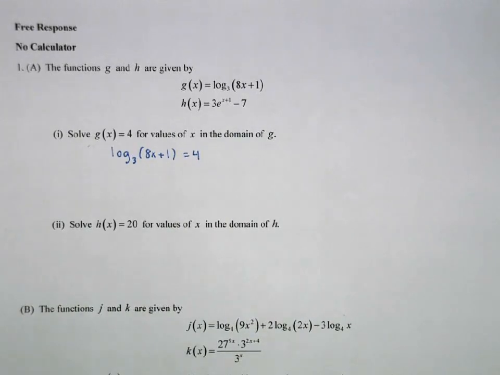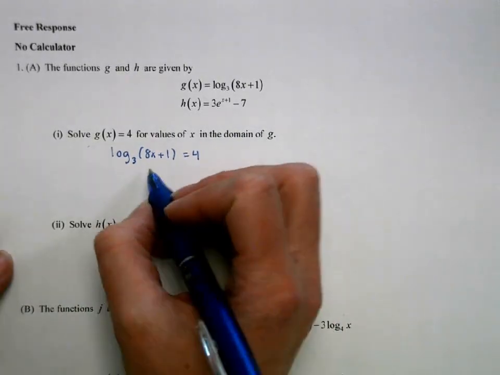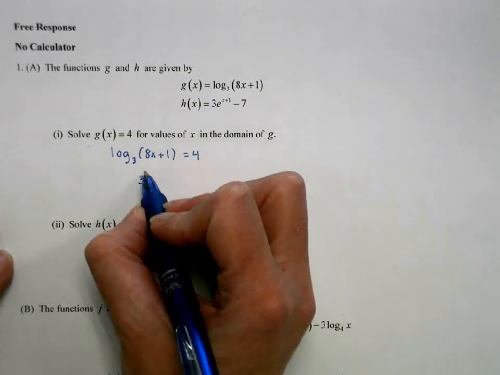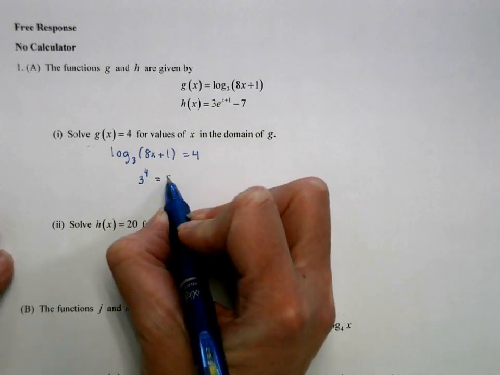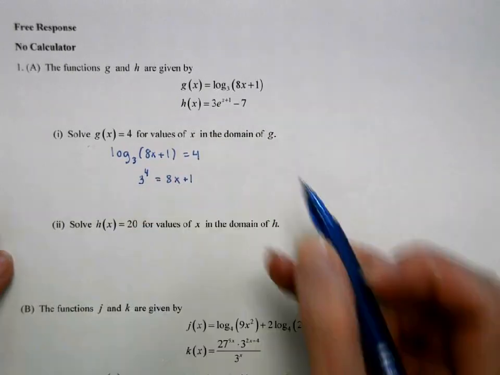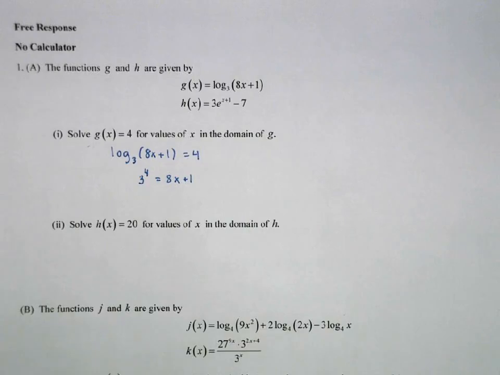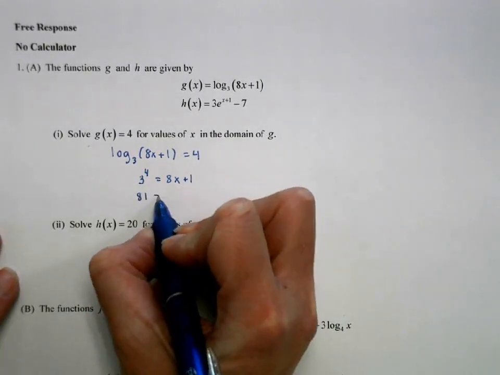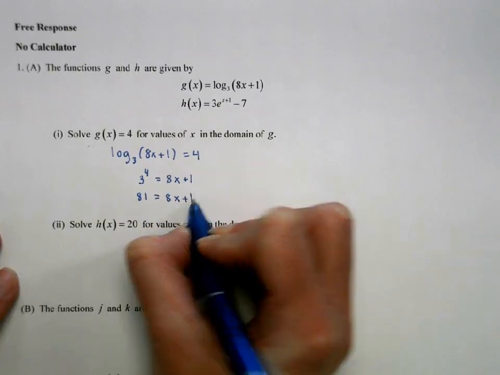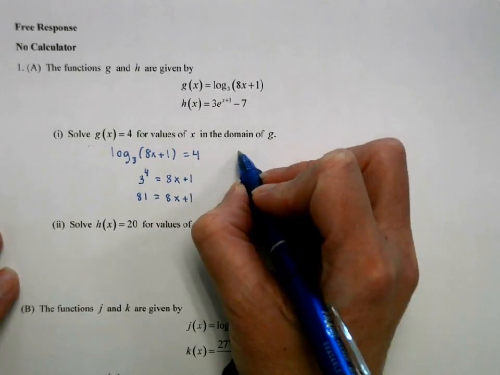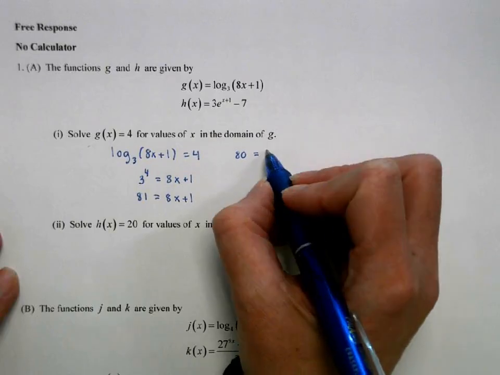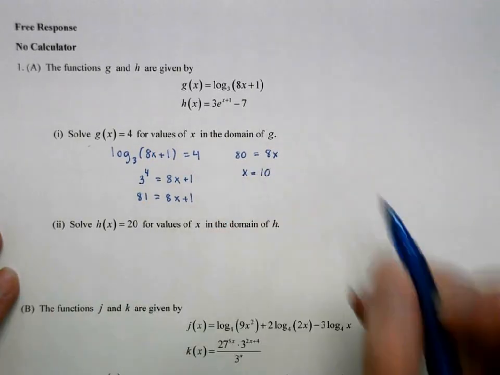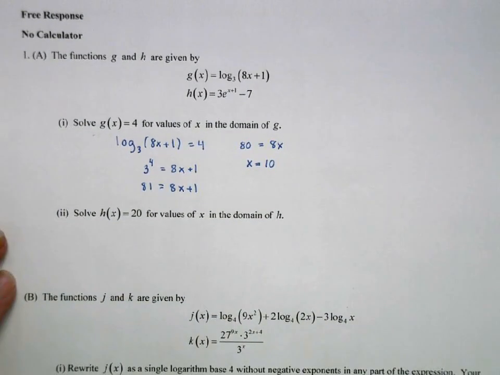Since the log is already isolated, our next step is to change forms. So the base of the log is 3, so the base of my exponent is 3, raised to the 4th power equals 8x plus 1. 3 to the 4th is 3 times 3 times 3 times 3, which is the same as 9 times 9, or 81. And then we'll subtract 1 and divide by 8 to get 10.